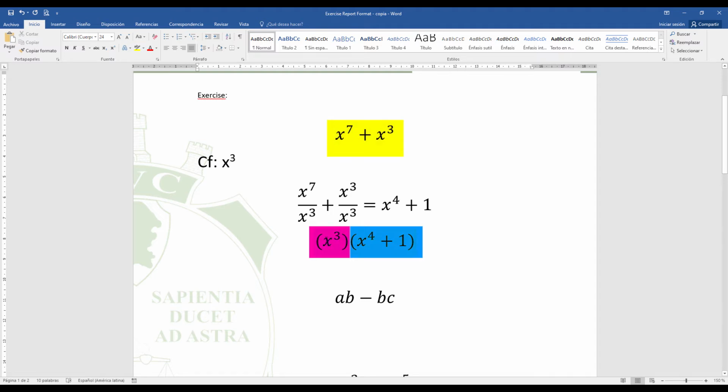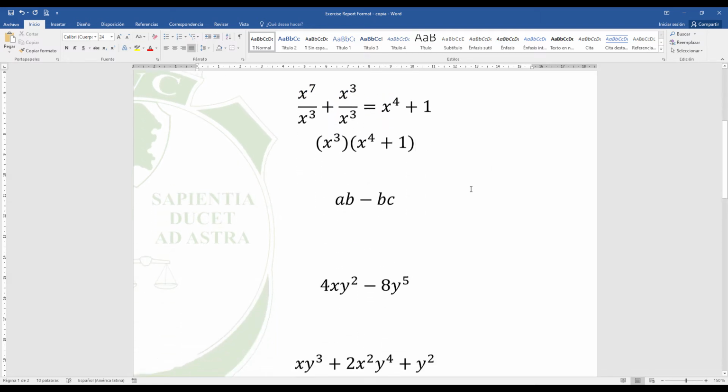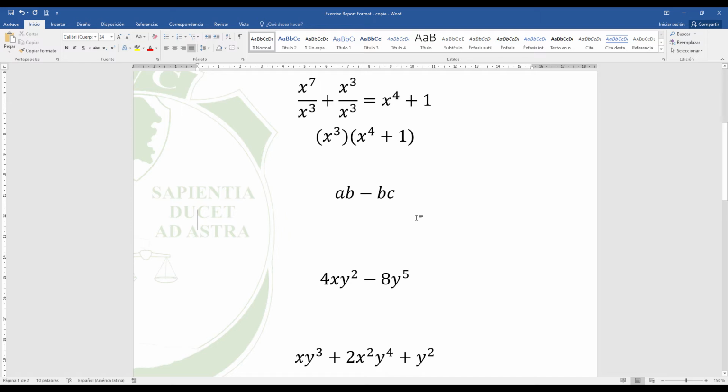For example, here x cubed times x to the power of 4, you need to add the exponents, so you will get x to the power of 7. Okay, plus 1 times x cubed is x cubed. Okay, now the next one. Again, you need to look for a common factor here.